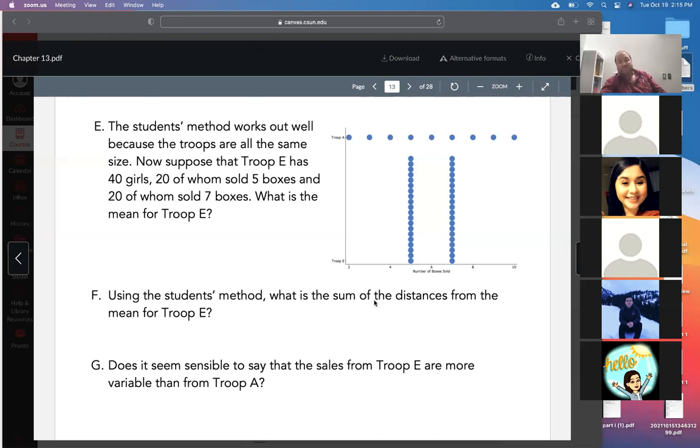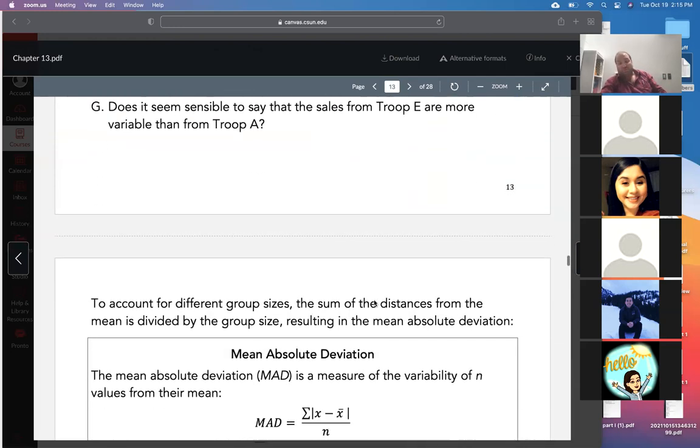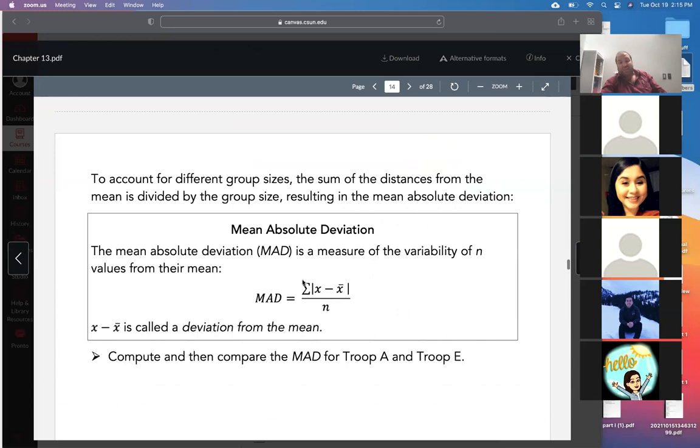So how do we get around this issue? What we do is we don't just add them up. We then divide by how many data points we have. So in the case of E, for example, we got 40 as a sum, but then we divide by 40. So what do we get for E? What's the overall true mean absolute deviation for E? If when you add them all up, you get 40, but then you divide by how many data points you have, what do we end up with?